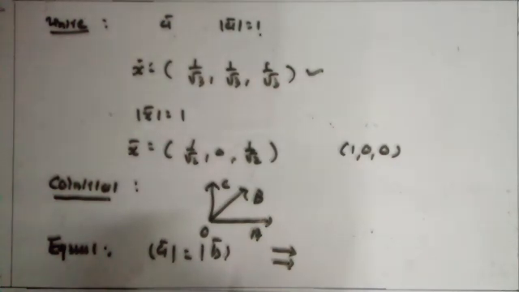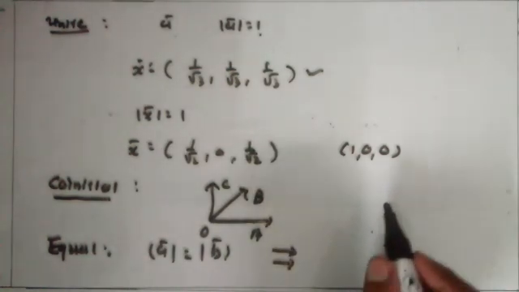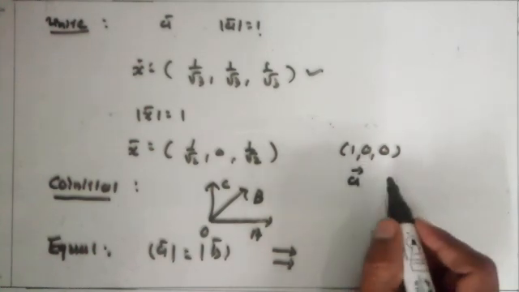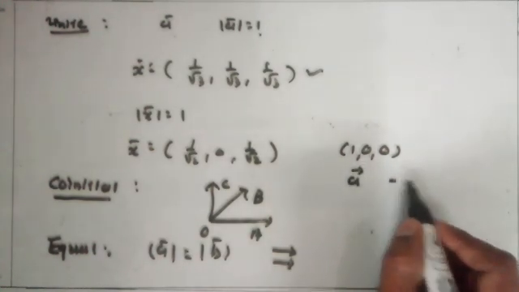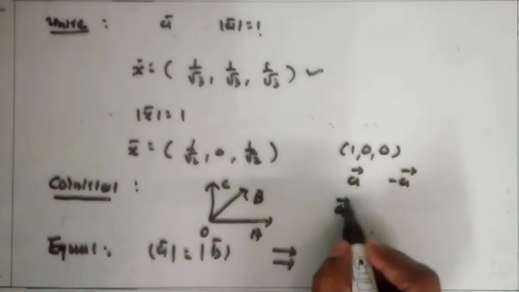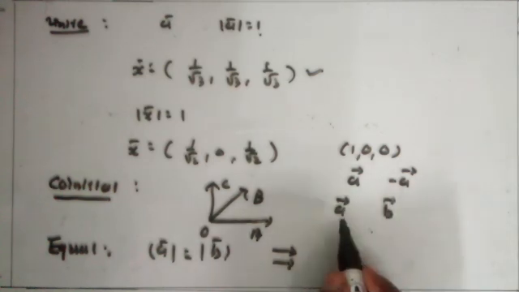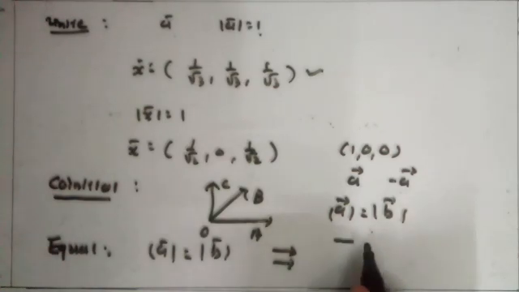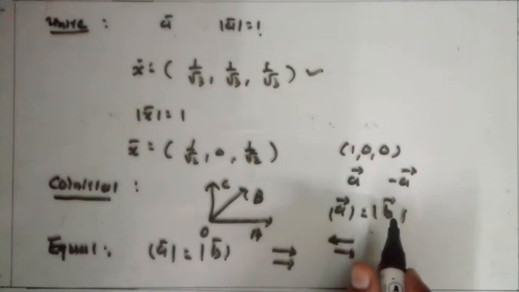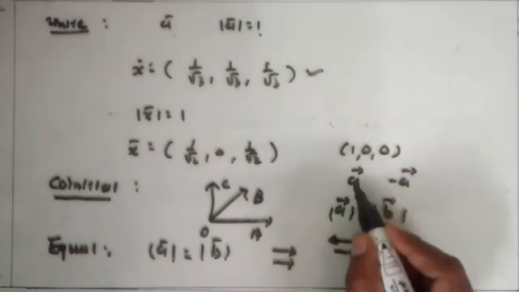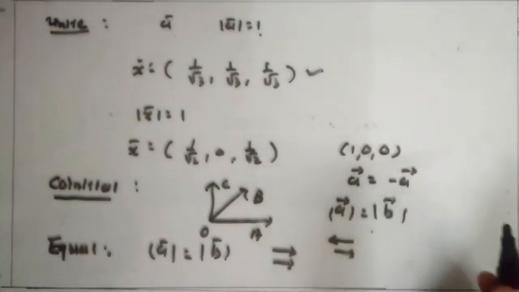Now, the negative of a vector. The negative of a vector A is equal to minus A. That is, for vectors A and B, if both have the same magnitude and opposite direction, then these two vectors are called negatives of each other. The negative of a vector A is denoted by minus A.